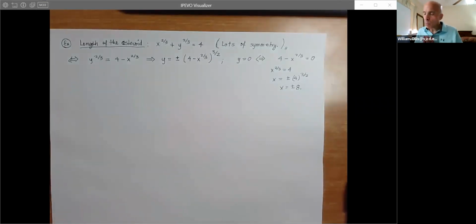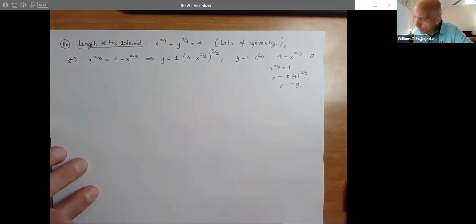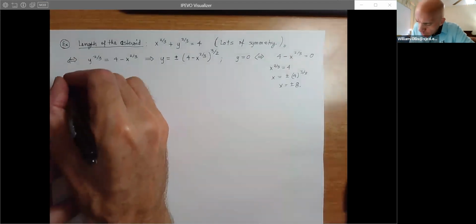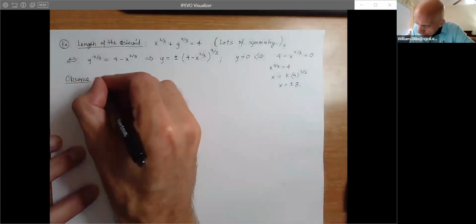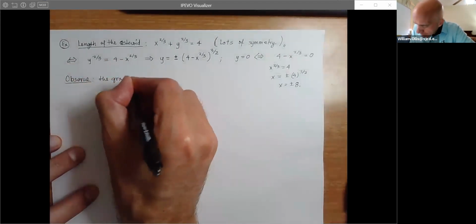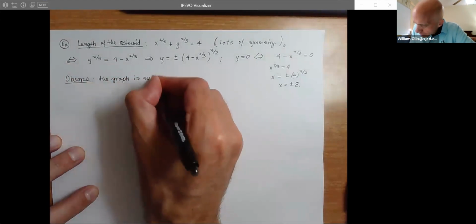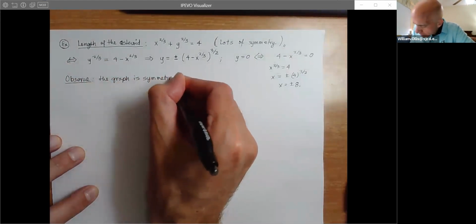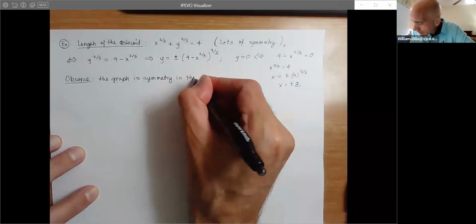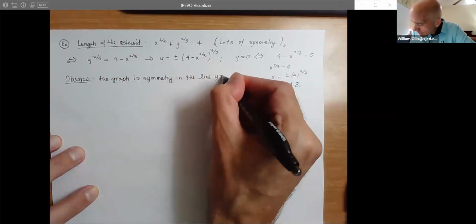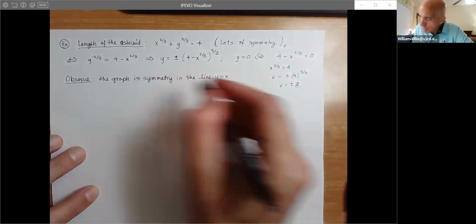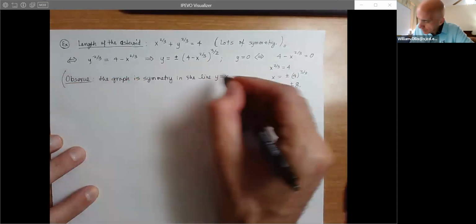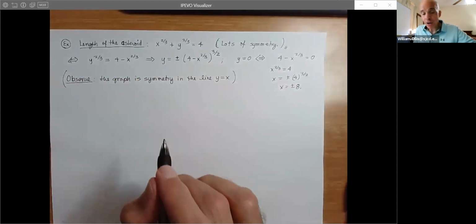Now, what I want to notice here, to make this doable, because this is not a trivial problem: observe the graph is symmetric in the line y equals x. Obviously, if you replace x with y, you get the same equation. So this is really, really important, and we can save ourselves some time.